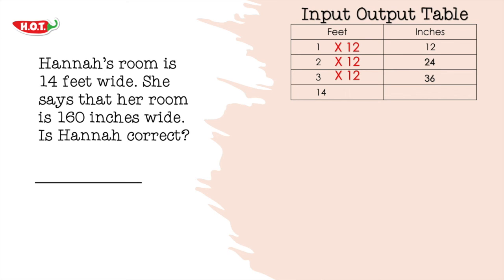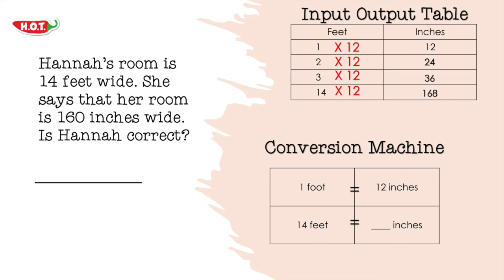Now I'm going to skip all the way over to 14. 14, and it's going to follow the same rule. I'm going to multiply times 12. That gives me 168 inches. Now let's use a conversion machine. 1 foot equals 12 inches. 14 feet equals blank inches. So let's do this side first. I can multiply 1 times 14 to give me 14. I do the same thing on this side. 12 times 14 gives me 168.